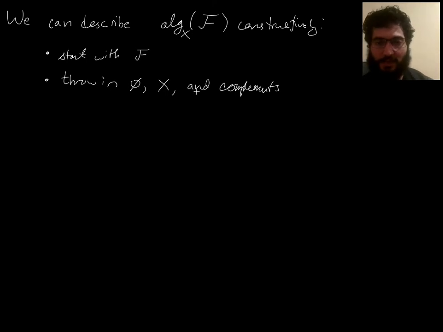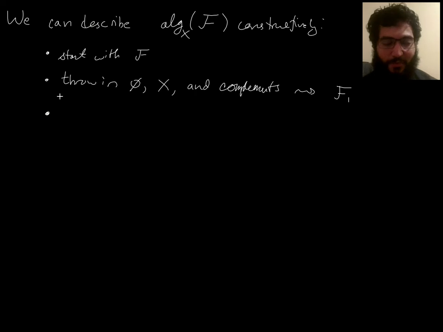Okay, so throw in the empty set, throw in complements. After you throw these in, throw in the complements of anything that's in there. And that will give you a new set. Let's call it F1. So F1 will be F unioned with the complements of anything that's in F, unioned also with the set containing these. So that's F1. So that's great. Now it's closed under complements, right? But it's not closed under finite union.